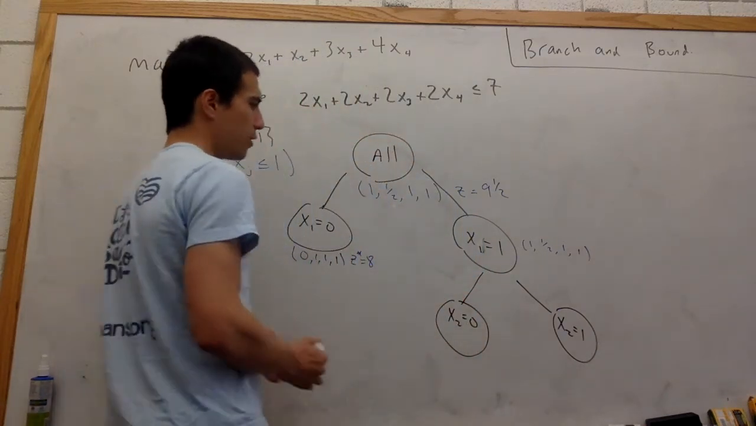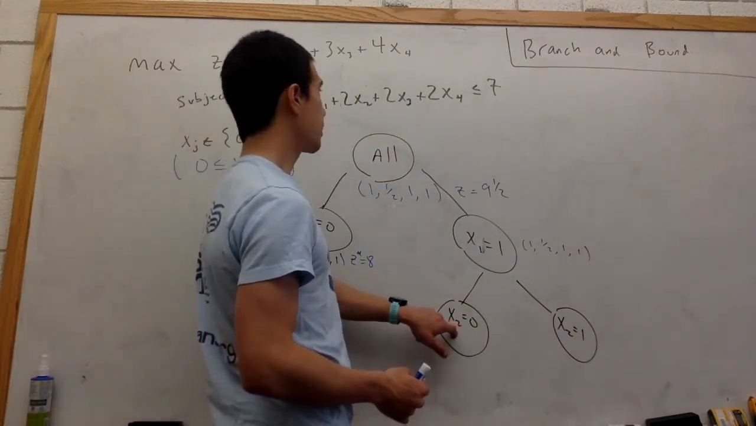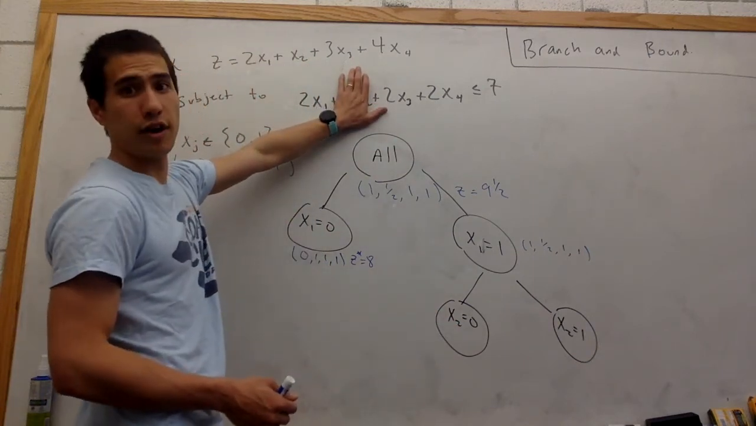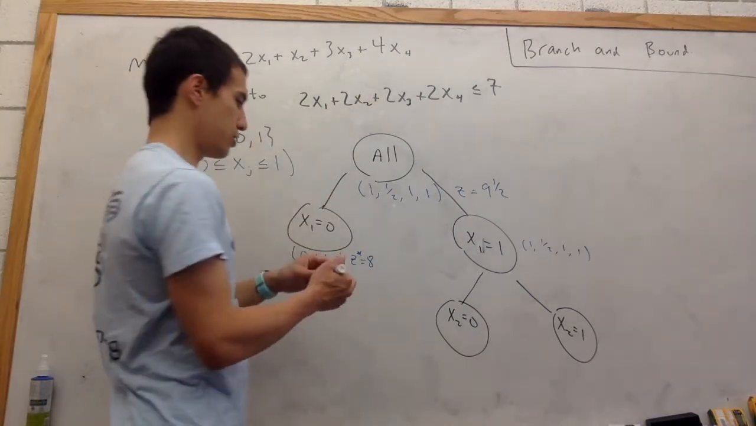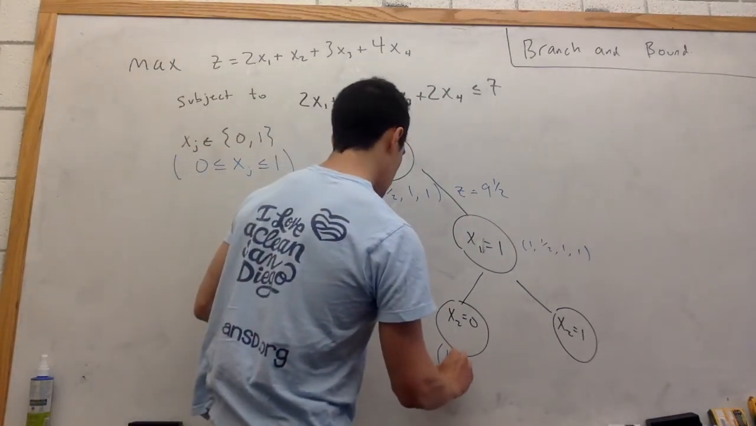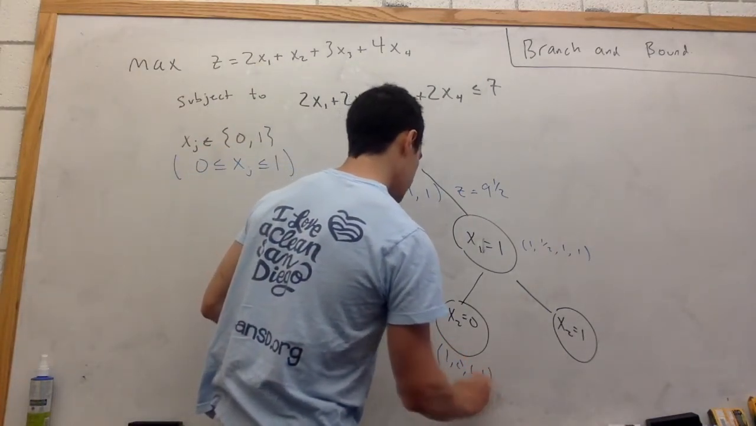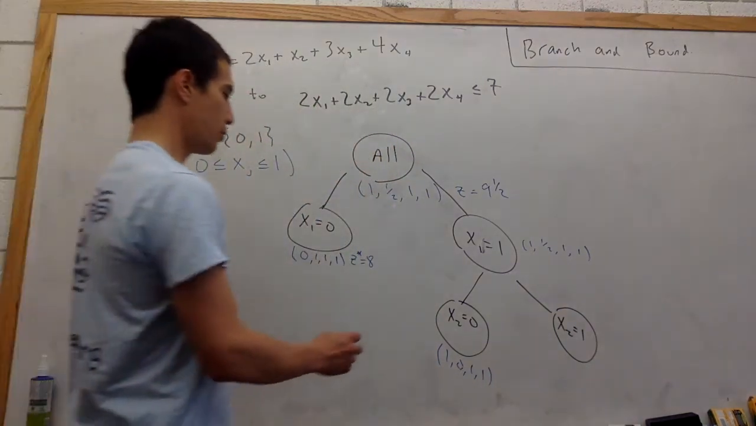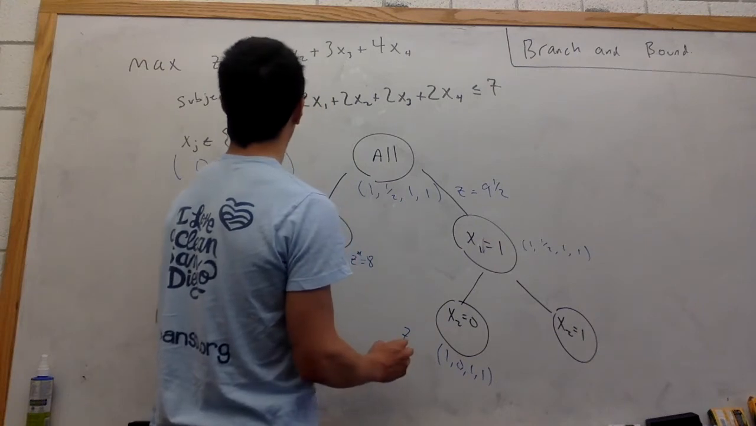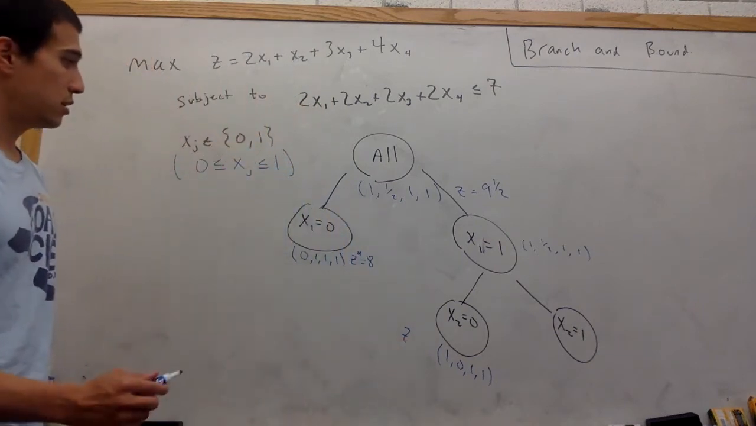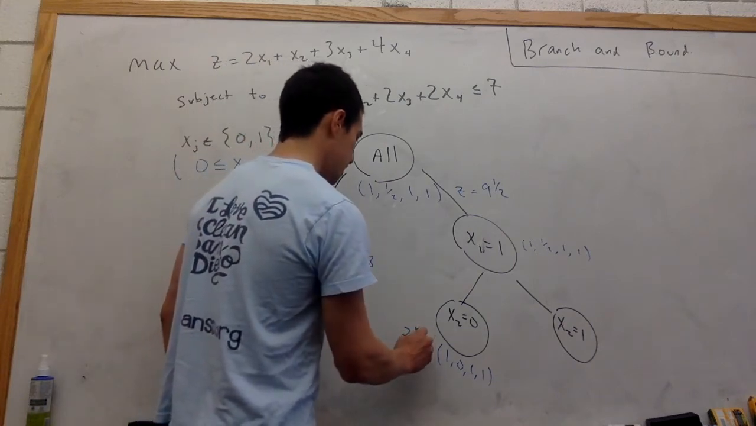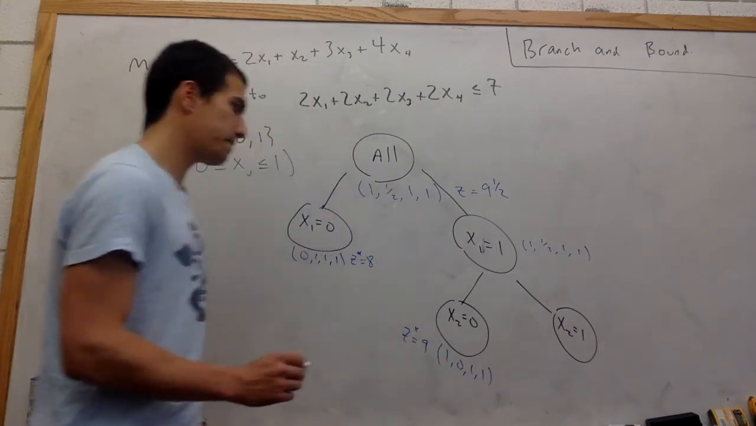Now the same thing: when I set x2 equal to 0 and I try to solve the LP relaxation, I can increase all of these variables as much as possible. And so the solution here is going to be 1, 0, 1, 1 for a z value of 9. So this z is going to be our new incumbent here.